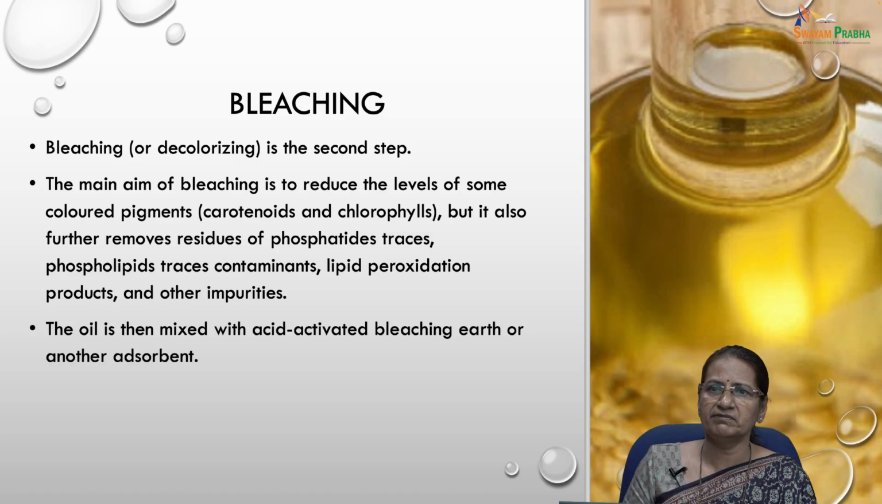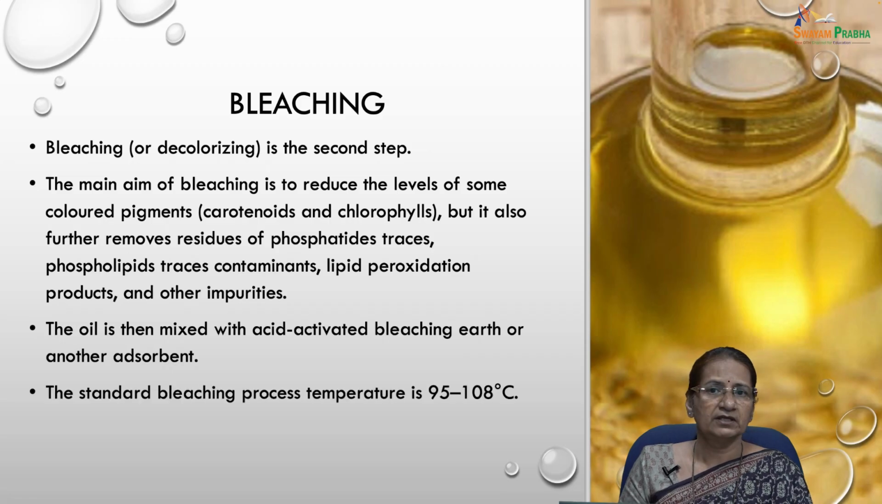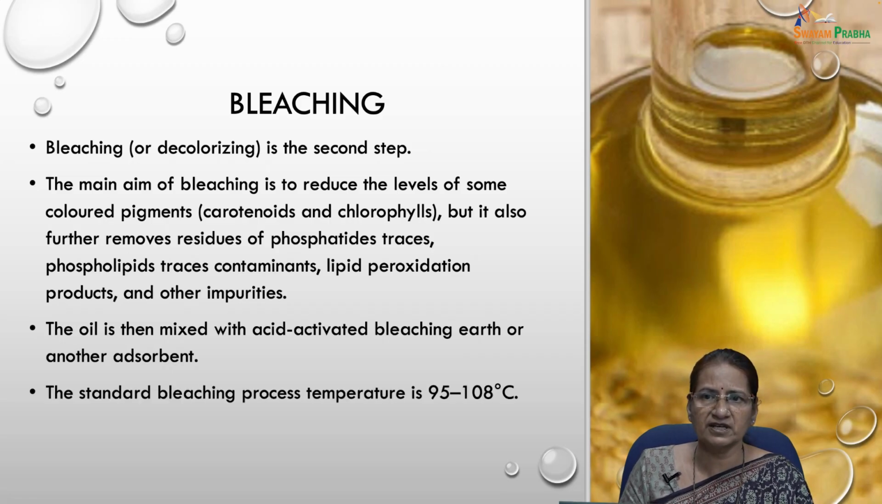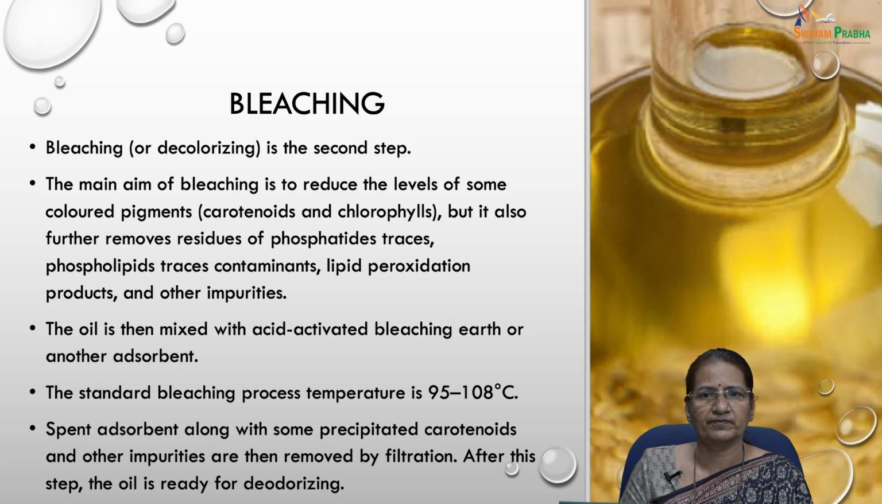The oil is then mixed with acid activated bleaching earth or another adsorbent. The standard bleaching process temperature is 95 to 108 degrees centigrade. Spent adsorbent along with some precipitated carotenoid and other impurities are then removed by filtration. After this step, the oil is ready for deodorizing.